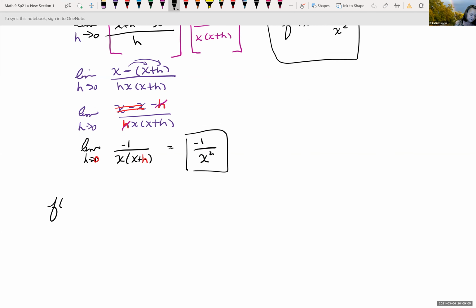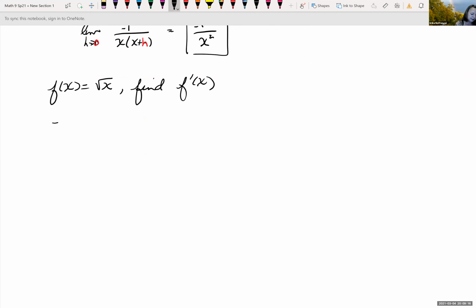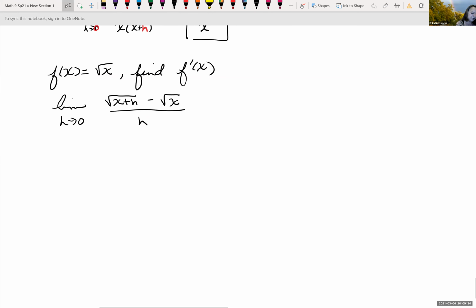So if we're given f of x is equal to the square root of x, and we want to find f prime of x, I'm looking at the limit as h goes to 0. I'm plugging in x plus h wherever I see an x. So the square root of x plus h minus f of x, which is the square root of x, all over h. So I notice again, if I do direct substitution, I get 0 in the numerator, 0 in the denominator, an indeterminate form. I've got to manipulate it.